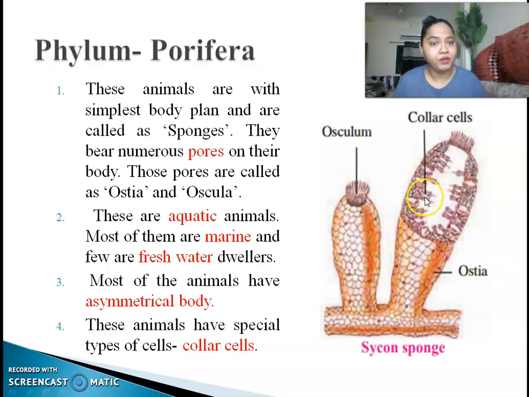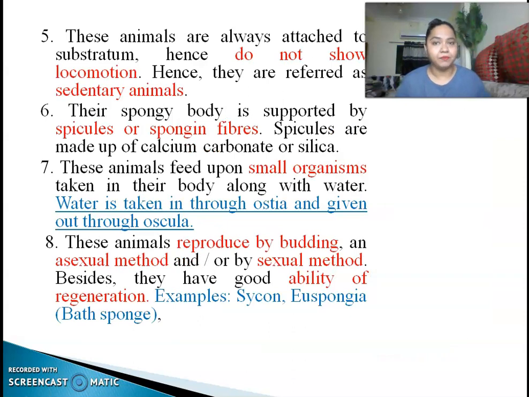In this diagram, you can see how a sponge shows the presence of these cells, which are known as collar cells. These animals are always attached to a substratum. Now what is a substratum? A substratum can be a substance, either a rock or even soil, where these animals anchor themselves or attach themselves. Therefore, since they are attached, they do not show locomotion, and hence they are referred to as sedentary animals.